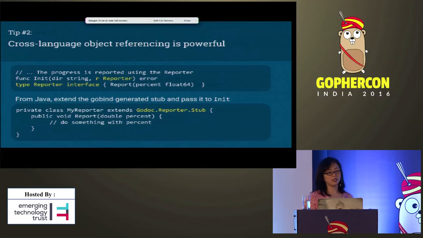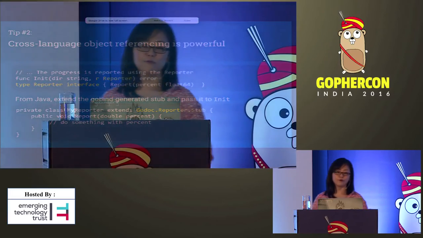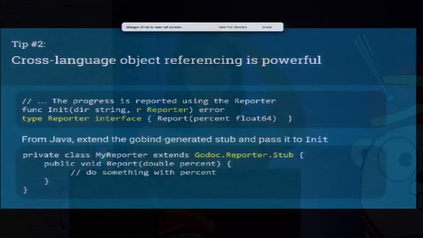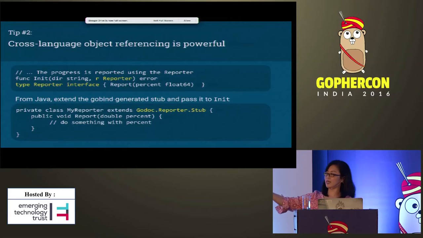The second tip: cross-language object referencing is very powerful. People know that GoBind makes it easy to call functions, but they often forget it also supports cross-language object referencing. Let's go back to the init method that set up the Go backend. It took initially the directory, and then if there is no Go root populated, it accesses the network and downloads the Go source and populates it under the directory. Network is slow, so maybe the user has to wait with a blank page. That is not nice, right?